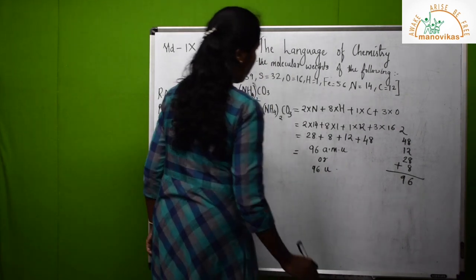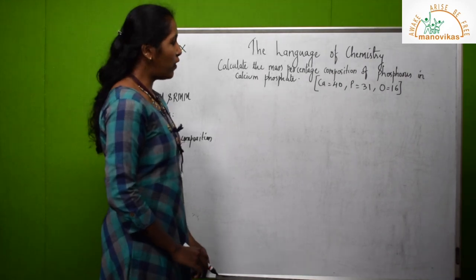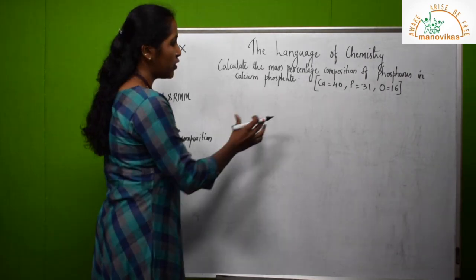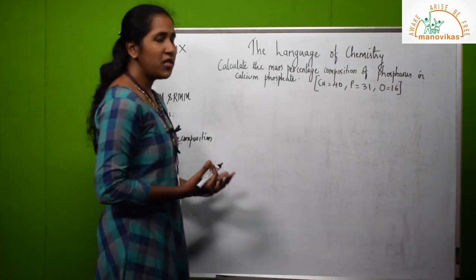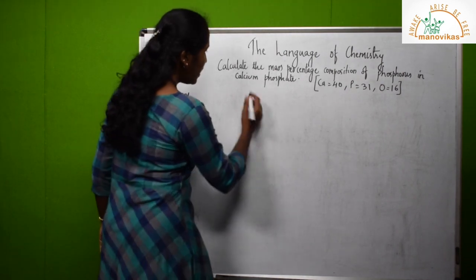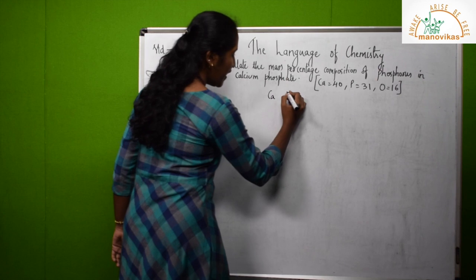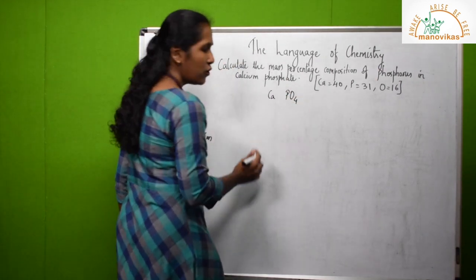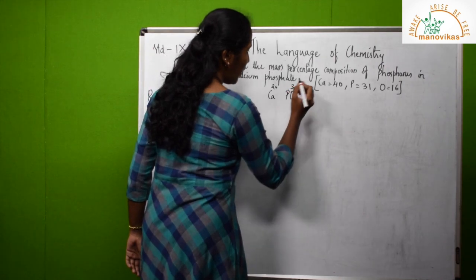Now we will solve, calculate the percentage composition of phosphorus in calcium phosphate. Now here you are not given the formula. So how you are going to deduce the formula? Already you all have learned by crisscross method. That is calcium phosphate. Calcium is Ca, phosphate is PO4. So please write the valency. Calcium is 2 plus, phosphate is 3 minus.